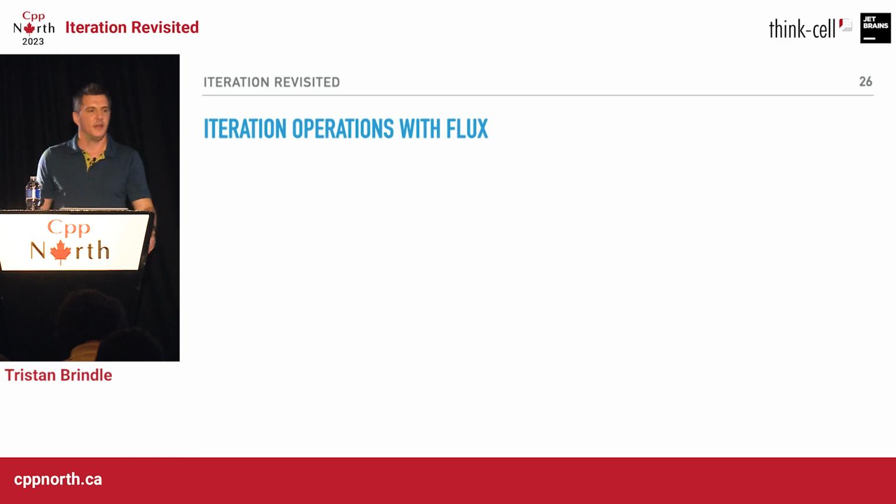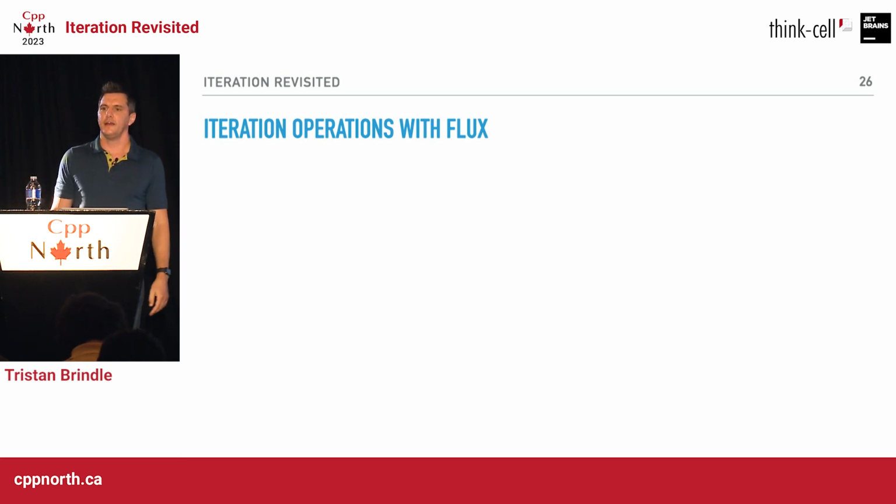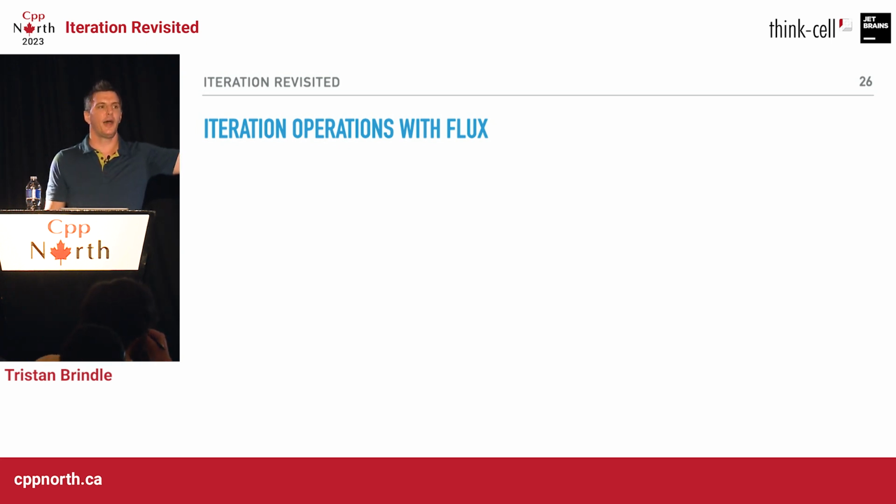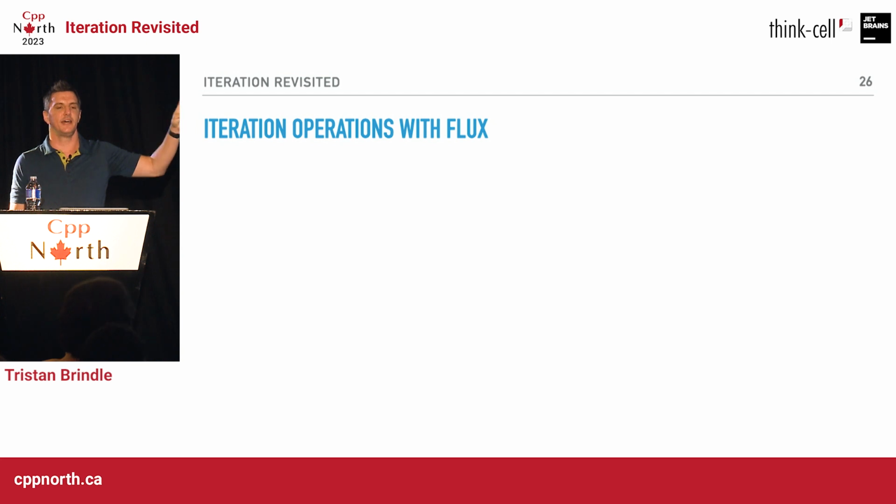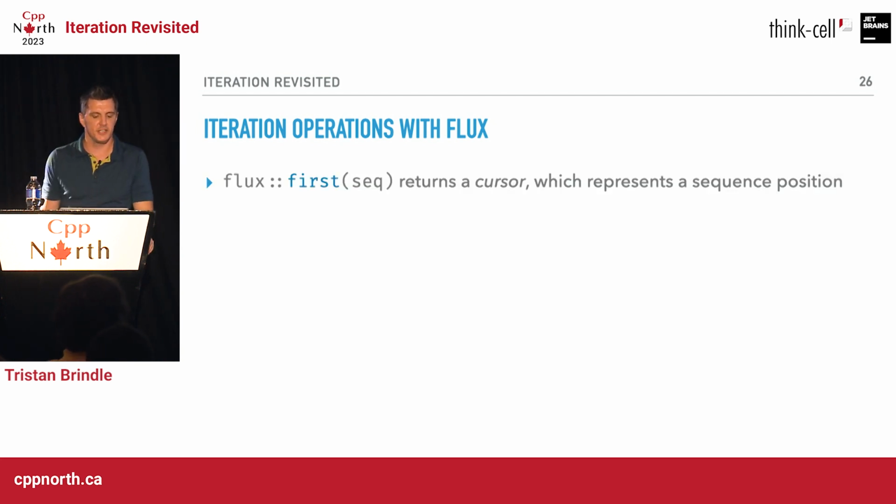Okay, so we know what our iteration basis operations are, right? Initialize, read, check, advance. So how do we write these things in Flux? How do we spell them? Well, our initialization operation, we call it flux::first. I couldn't call it begin for obvious reasons. So what's a synonym for begin? First. So first returns you an object called a cursor.